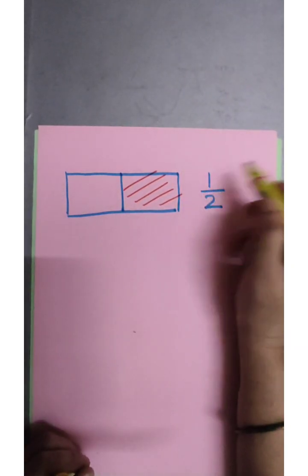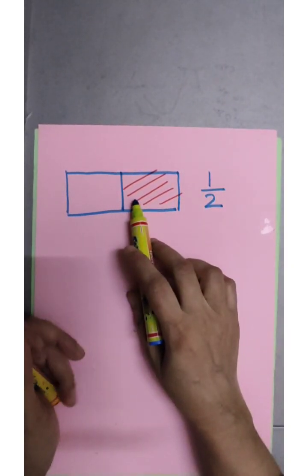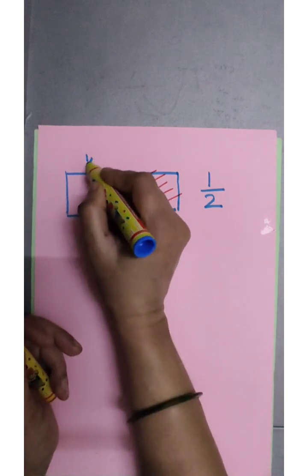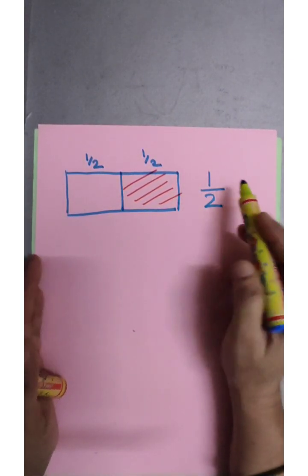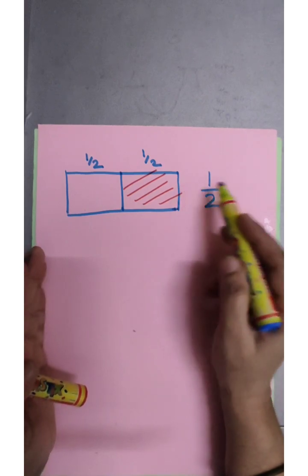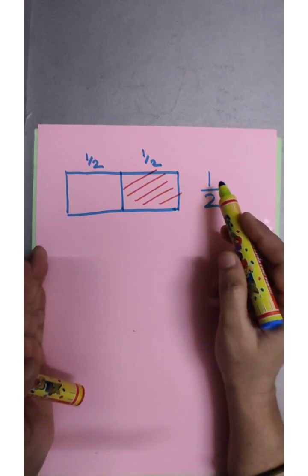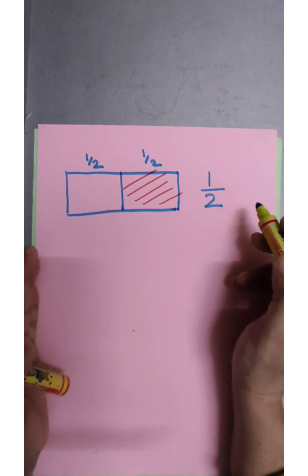So 1 piece I have given to my friend. So each piece is half. This is half and this is half. So the cake was divided equally among 2 people. So it is equally divided means it is half.